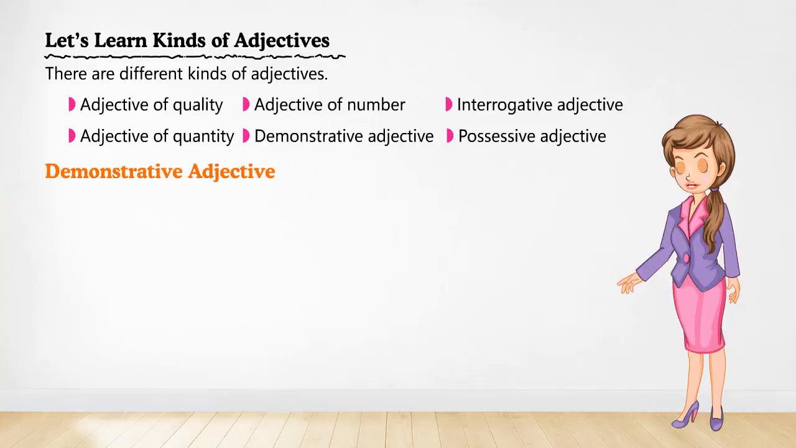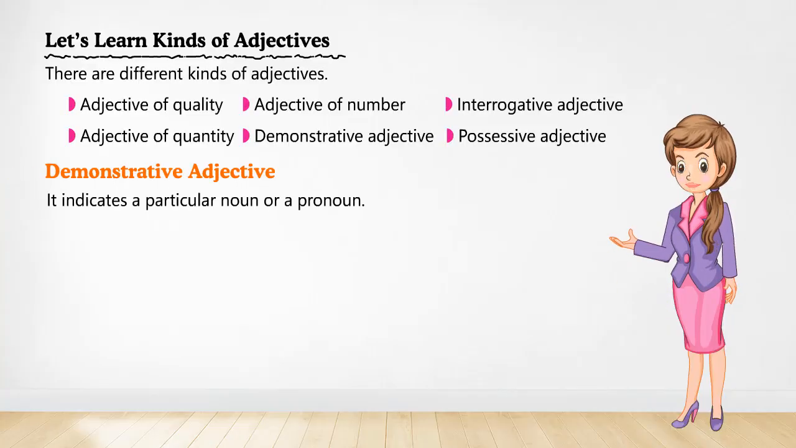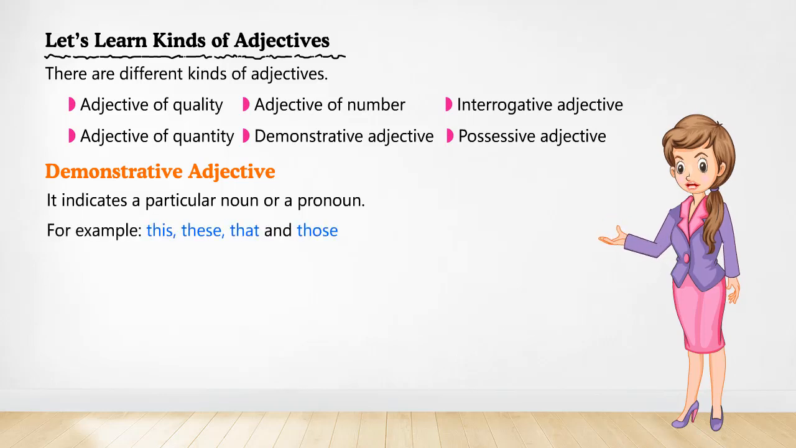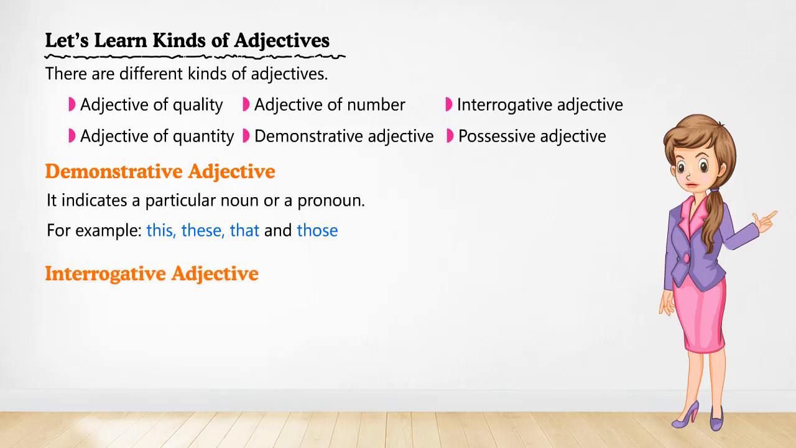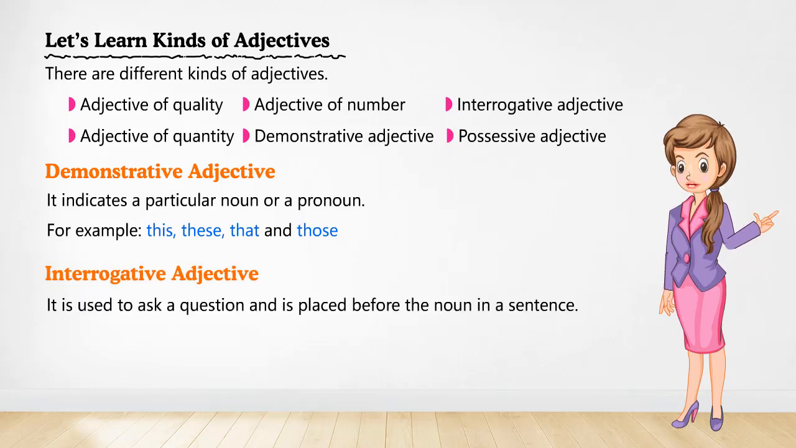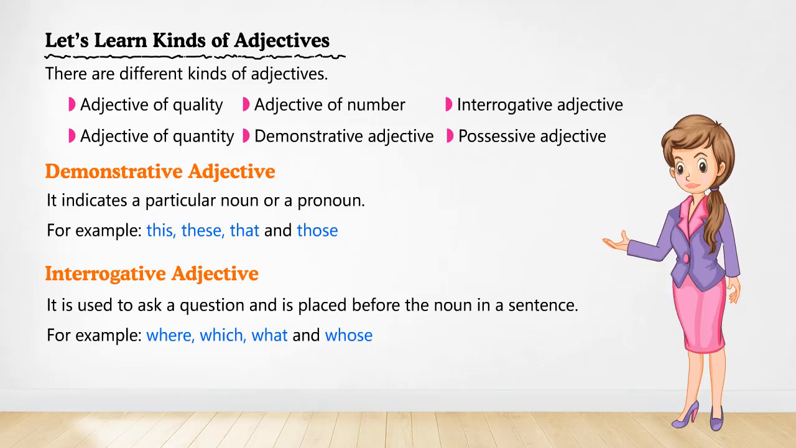Demonstrative adjective. It indicates a particular noun or a pronoun. For example, this, these, that, and those. Interrogative adjective. It is used to ask a question and is placed before the noun in a sentence. For example, where, which, what, and whose.